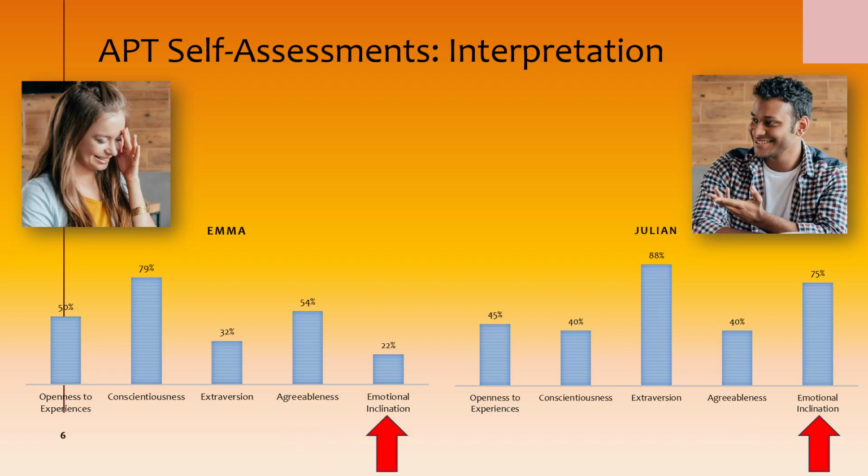Finally, Julian is prone to negative emotions. This trait, emotional inclination, is sometimes referred to in the research literature as neuroticism, but we find emotional inclination to be a more accurate label. Emma can do a lot to help Julian see more positive elements of life situations and to be less anxious about things.